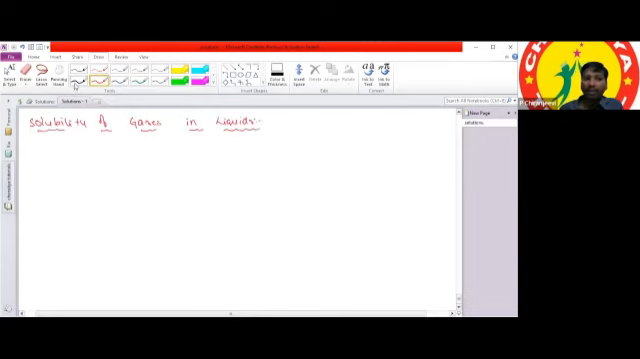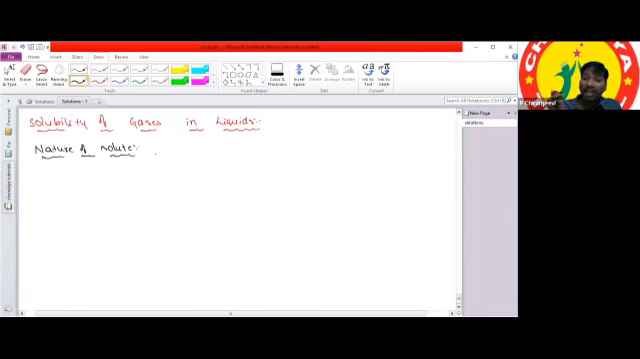What are the factors affecting the solubility of gases in liquids? One is the nature of the solute. What is meant by the nature of the solute? In atmospheric air we have different types of gases. What are the different types of gases present in atmospheric air? Atmospheric air contains oxygen, nitrogen, carbon dioxide, carbon monoxide, and noble gases like helium, neon, argon, krypton, and xenon.